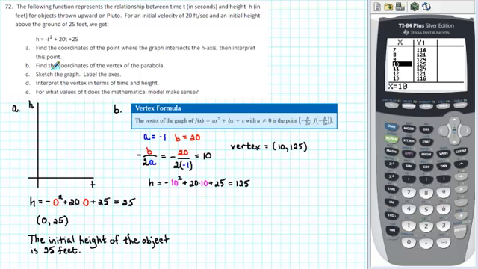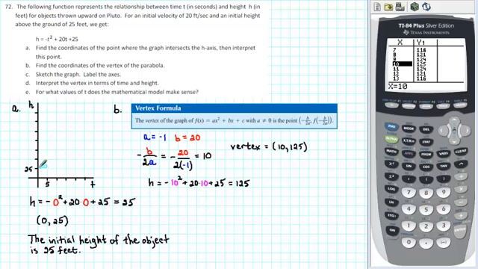For part C, we're asked to sketch the graph and label the axes. Well, we've already drawn our axes. Our t-axis is the horizontal axis and the h-axis is our vertical axis. We've determined that the initial height is 25 and the maximum height is 125. So let's use a scale of 25 along the h-axis. The maximum height occurs when t is equal to 10, so let's use a scale of 5 along the t-axis.